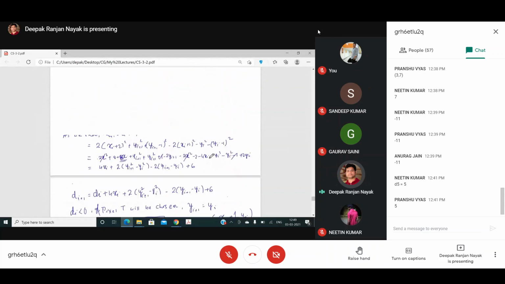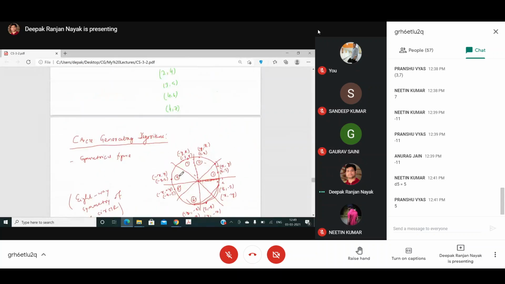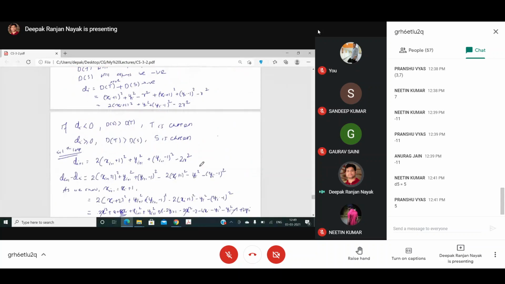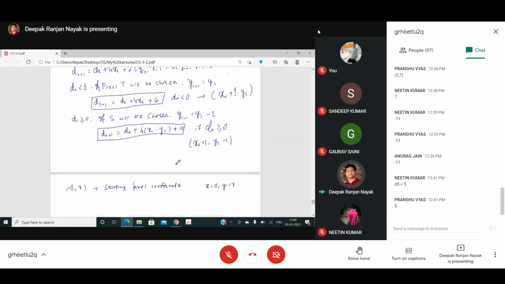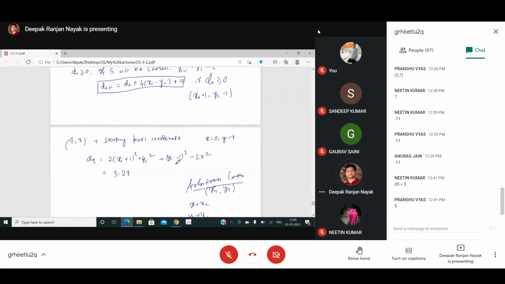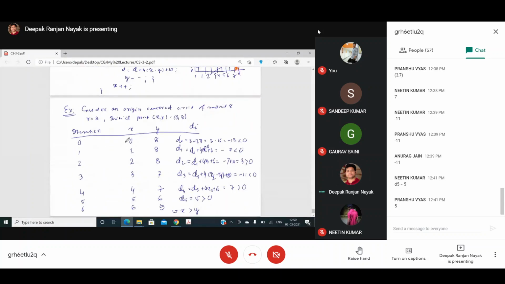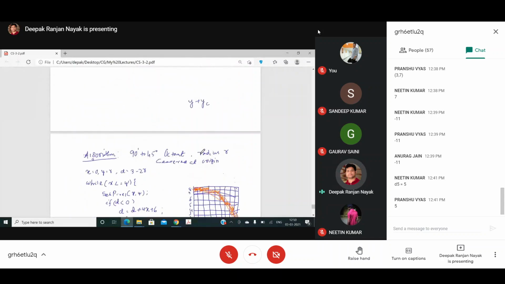So I hope you all have at least understood the Bresenham circle drawing algorithm, and we have seen the problems with the direct calculations. Bresenham is an incremental algorithm, so all the time we are incrementing the value of x and y, and x value is always incremented by 1, whether the decision variable sign is less than 0 or greater than or equal to 0. A similar type of algorithm we'll also see, called the midpoint circle algorithm, in the next class.